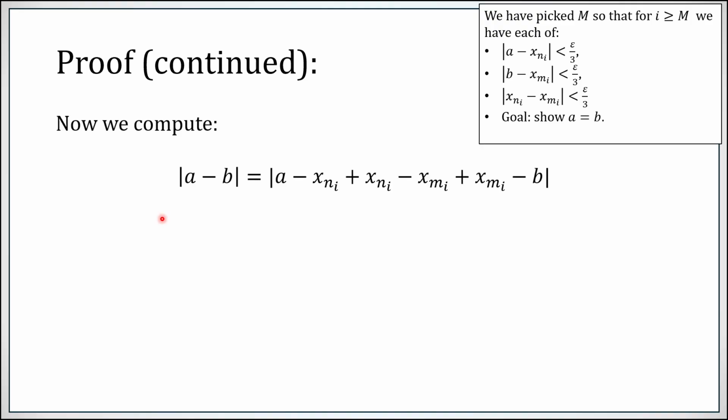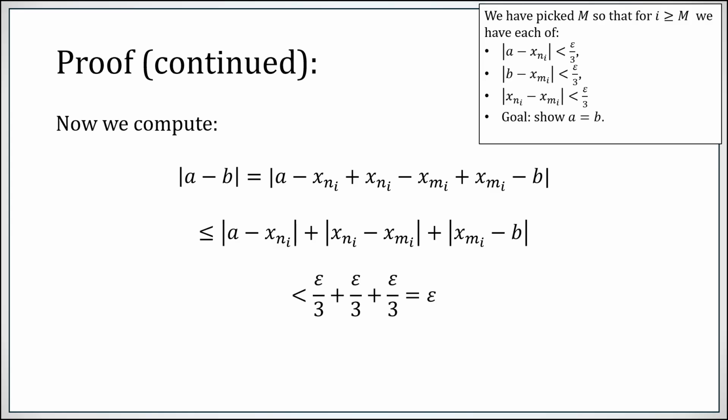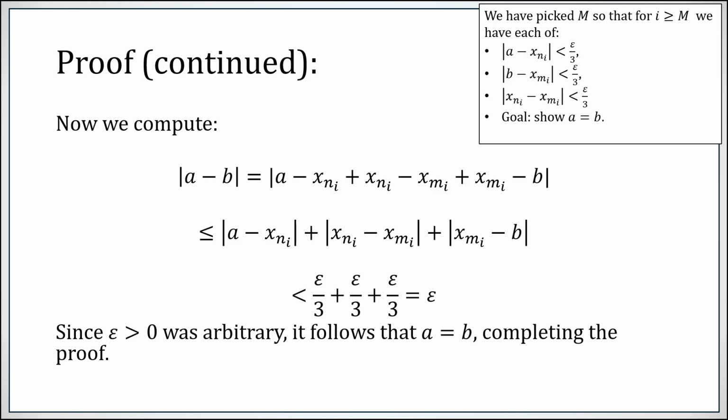So let's look at the absolute value of their difference. The absolute value of A minus B, I do a minus x_{n_i} plus x_{n_i} minus x_{m_i} plus x_{m_i} minus B, and now I'm going to throw in the triangle inequality and break this up into three terms, each of which is less than epsilon over 3. Therefore, the distance between the lim_sup and the lim_inf is less than epsilon, but epsilon was arbitrary, so the lim_sup and lim_inf must be the same number. Therefore, the sequence converges.